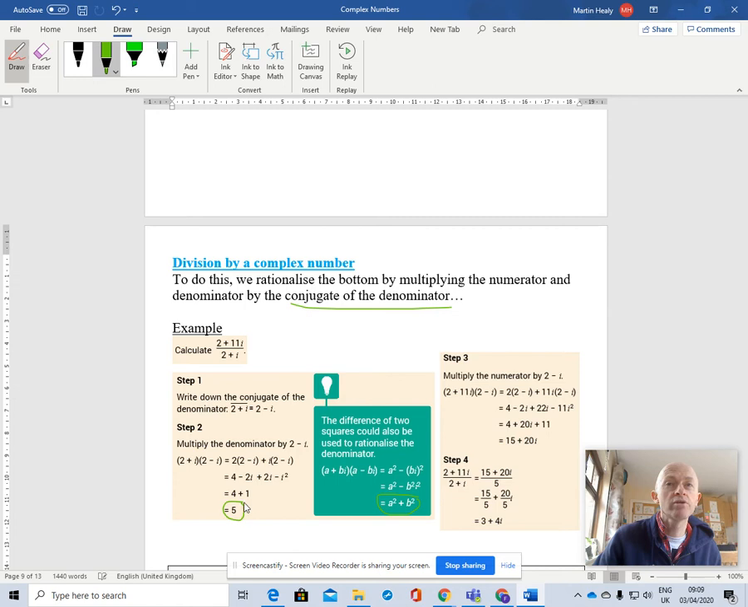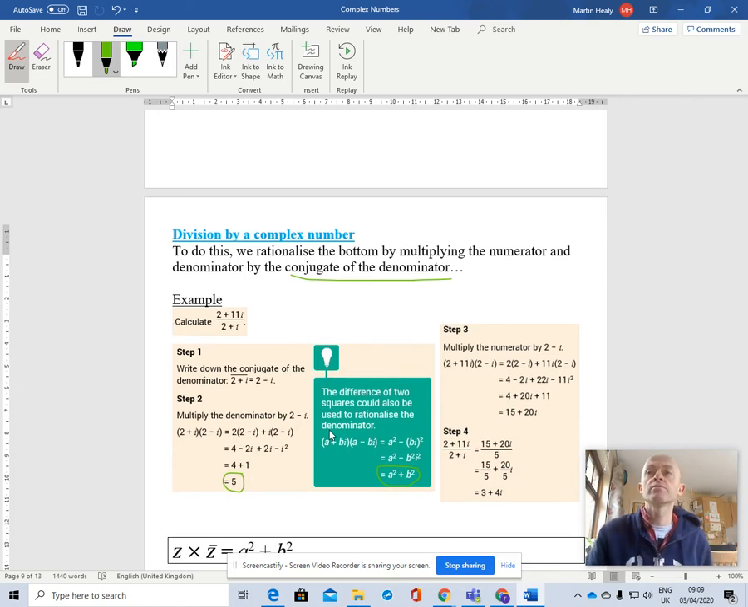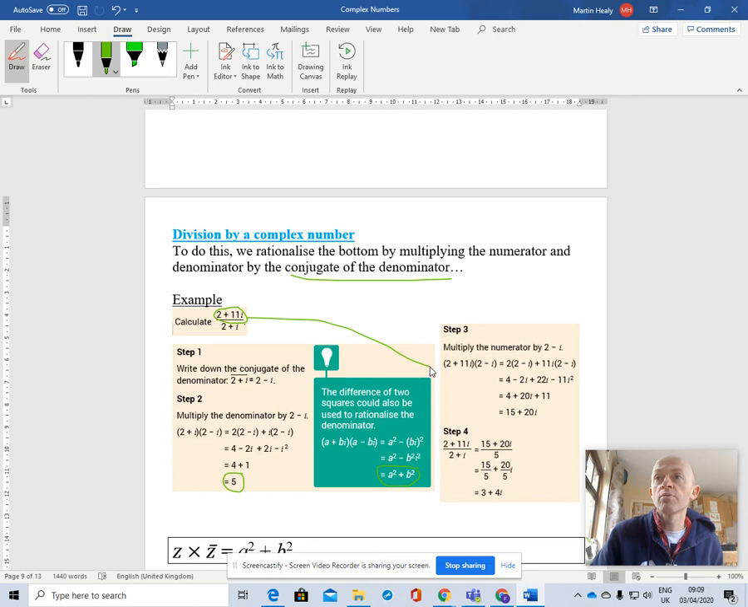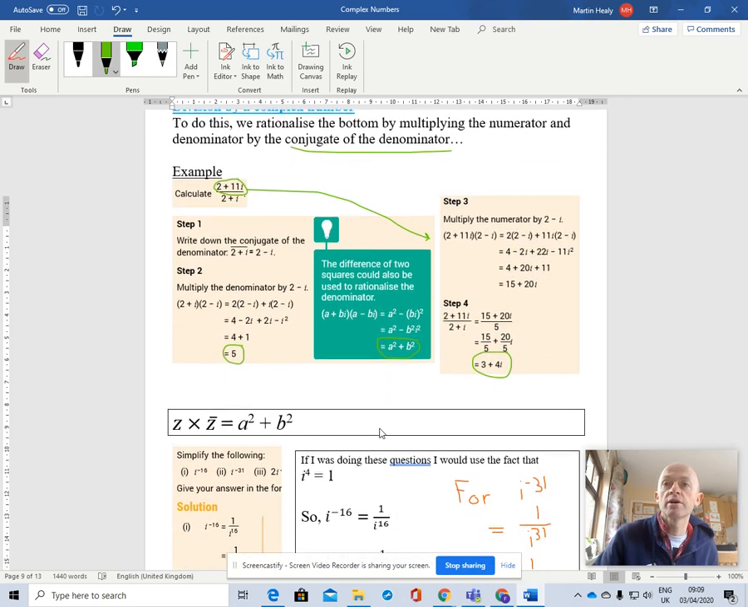That's kind of the quick way of doing it, but I'd practice that a lot if I were you before I start doing that. Multiply the numerator by 2 minus i, and it's done over here, and you end up with 15 plus 20i. And then I sub in those two answers, so I have 2 plus 11i over 2 plus i becomes 15 plus 20i over 5, and that simplifies down to 3 plus 4i. And that is division by a complex number.